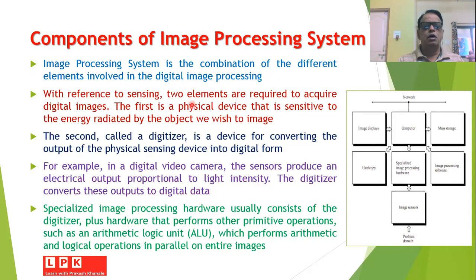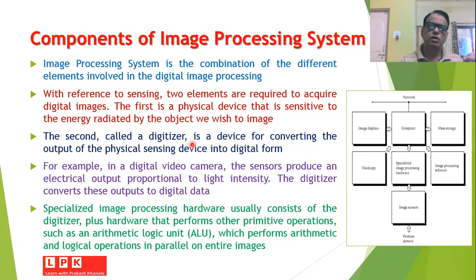As far as the sensing of the elements is concerned, you will find that at least two elements are required whenever you want to acquire any digital image. The first is the physical device, and this physical device should be sensitive to the energy radiated by the object of which you want to capture an image. And the second one is called the digitizer. A digitizer is a device which will convert the output of the physical sensing device into the digital form.